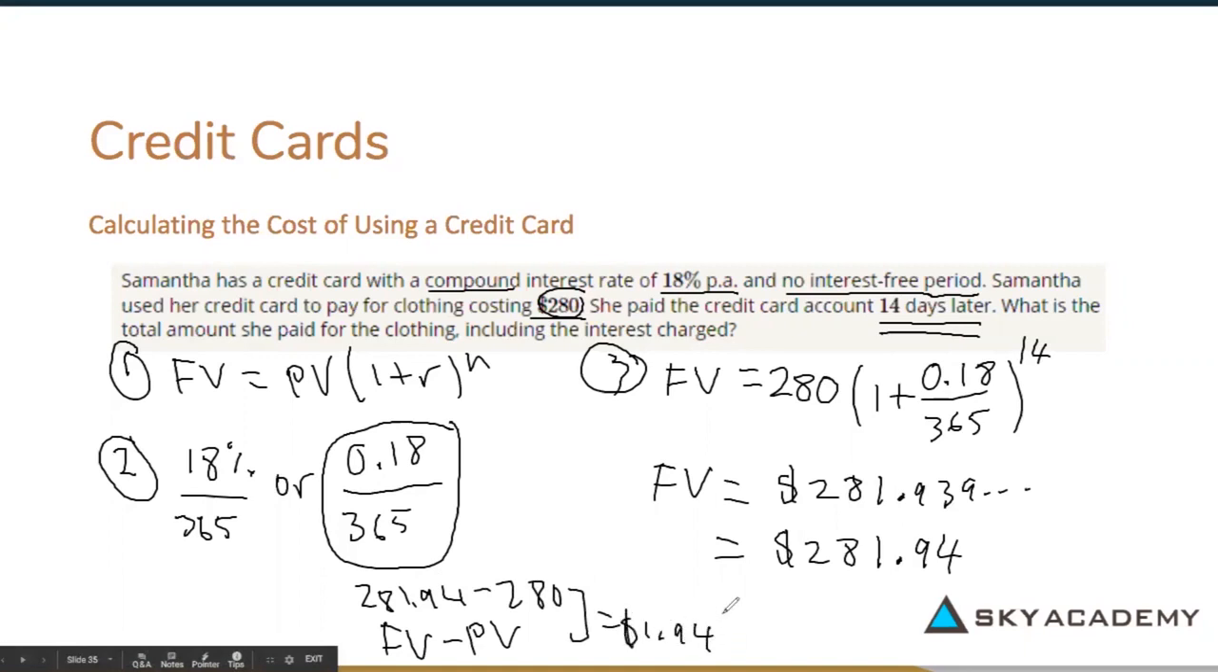The question: what is the total amount she paid for the clothing, including the interest? So the interest is already included in this answer here. So you don't have to do this part down the bottom. I just did that to demonstrate what the interest would be, which is $1.94. All right, let's have a look at the next question.